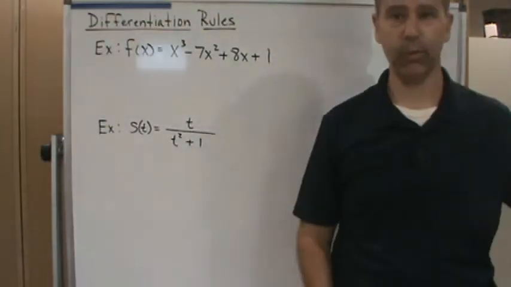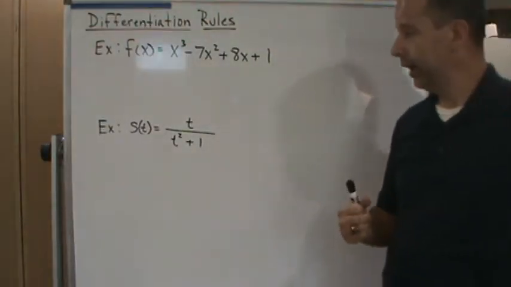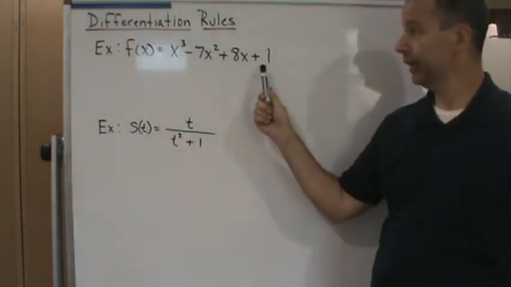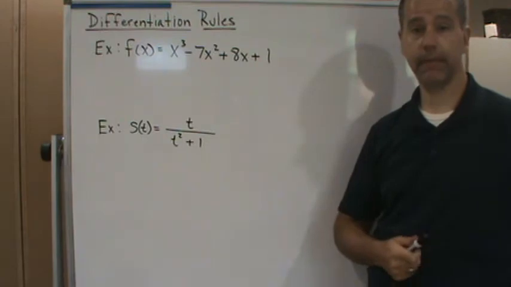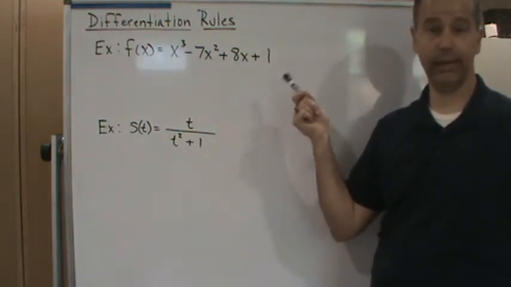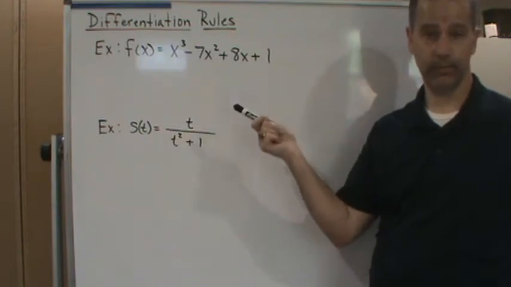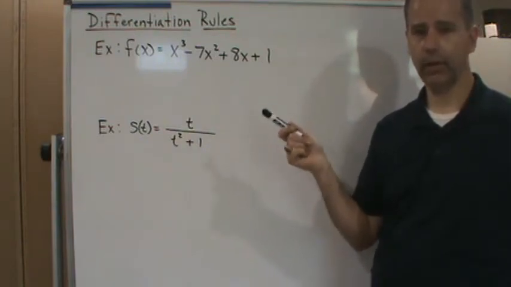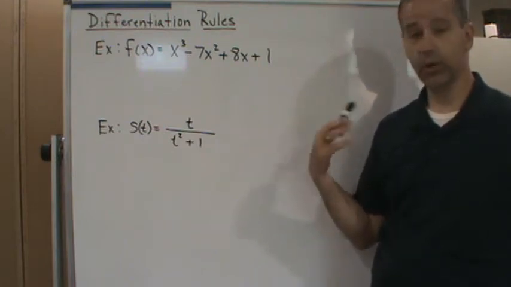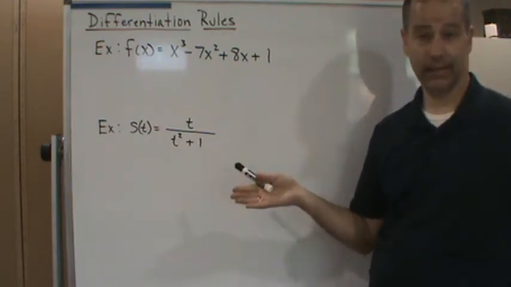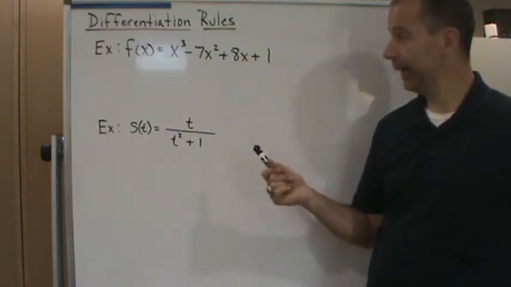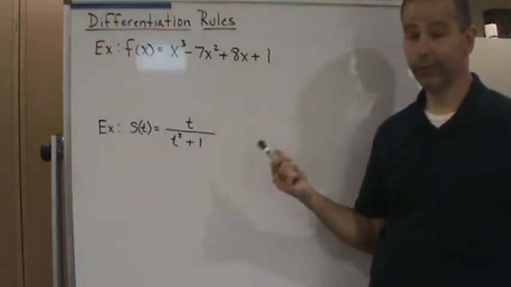Okay, welcome back. Now we're going to do a couple of application type examples. The first one is we're given this function and they want us to find all the points where the tangent line is horizontal. So we have to do some critical thinking here because we have to understand what it means to be a tangent line that's horizontal, and how we find it.